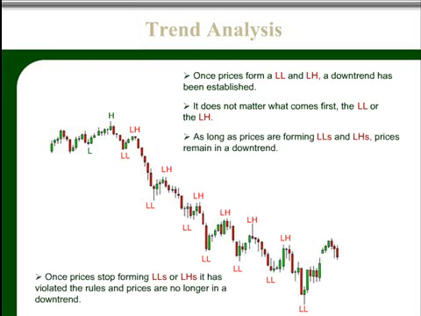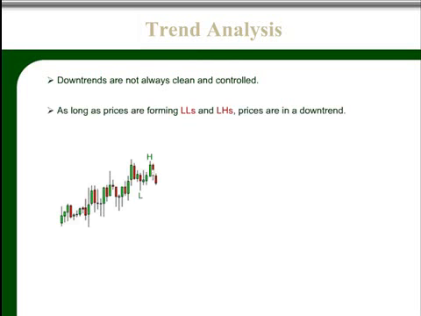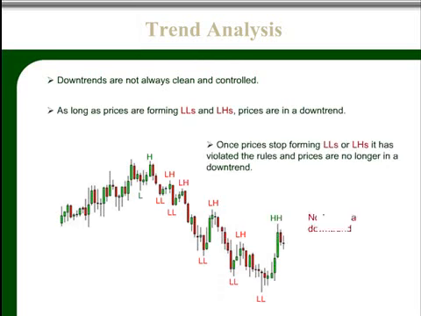Once prices stop forming lower lows or lower highs, it has violated the rules and prices are no longer in a downtrend. Downtrends are not always clean and controlled. As long as prices are forming lower lows and lower highs, prices are in a downtrend. Once prices stop forming lower lows or lower highs, it has violated the rules and prices are no longer in a downtrend.